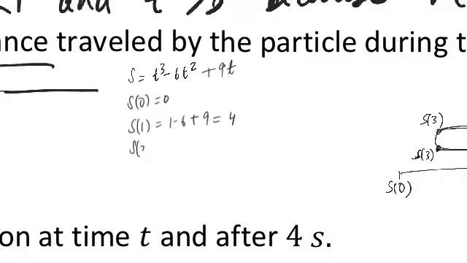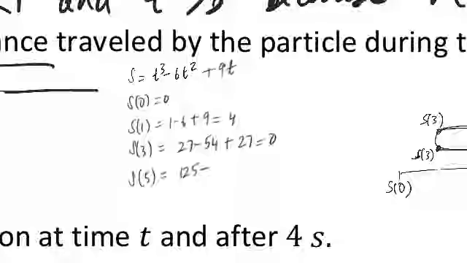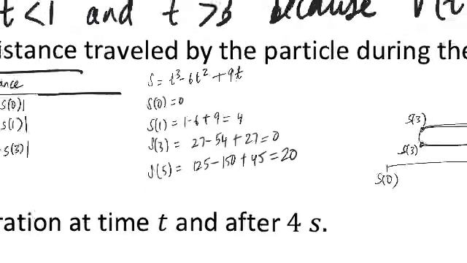And then s of 3 is 27 minus 6 times 9 plus 27, which is going to be 0. And then s of 5 is going to be 125 minus 150, 25 times 6, plus 9 times 5, 45. So that's negative 25 plus 45, positive 20.